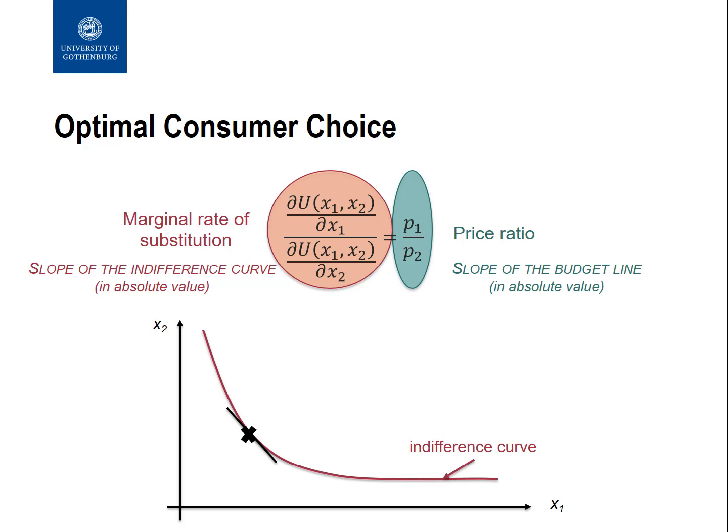So the condition required to find the optimal bundle Jenny will consume says that the slope of the indifference curve is equal to the slope of the budget line. So this means that the budget line is tangent to the indifference curve. And the point of tangency gives you the optimal bundle.